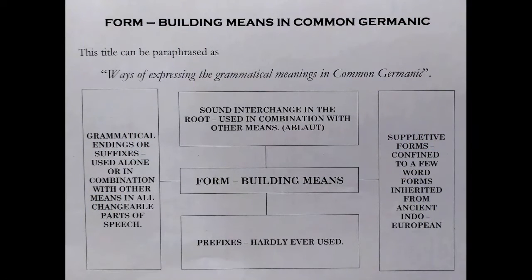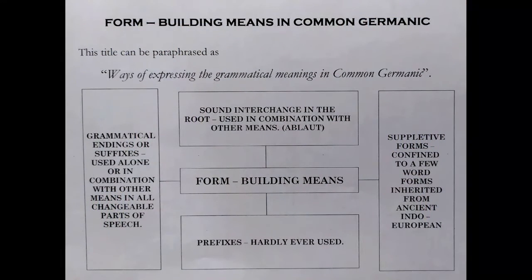And expressing grammatical meanings is how grammatical categories are explained, are formed in Germanic languages. There are four. First one, sound interchange in the root used in combination with other means. We know it as ablaut. We discussed it earlier. This is the first way of expressing grammatical meaning.